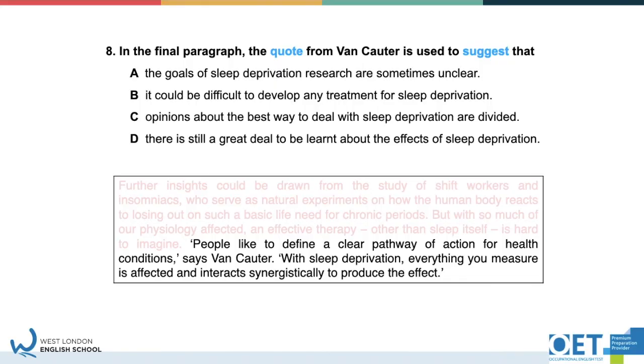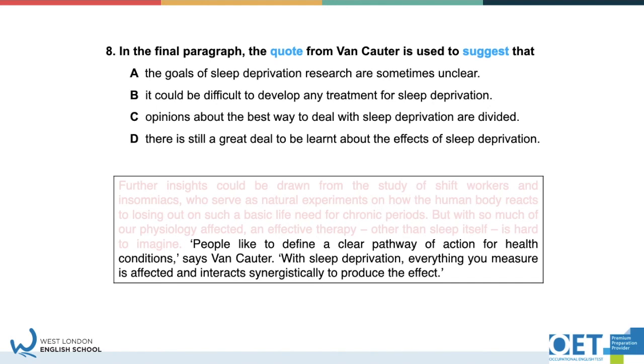So again, let's look at the language in the question. It's so important that you read this and that you maybe even highlight any words that you think are important. So we've got the quote from Van Korte, so we need to look for her quote. Again, look for the quotation marks, which we can see here at the bottom. And then it says, is used to suggest that. So what is she suggesting? So she says, yeah, people like to define a clear pathway of action. With sleep deprivation, everything is affected and produces an effect. Okay. So if we go through these answers, we should be able to hopefully get rid of some of the answers and find the actual answer.